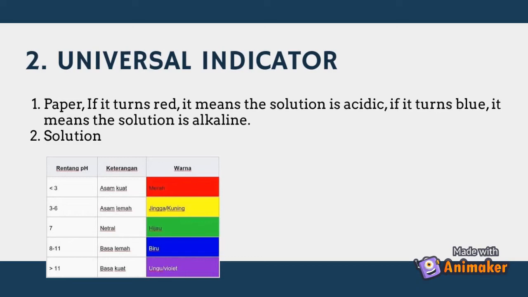First is paper. The paper here is absorbent paper in the form of strips, and each box of this type of indicator packaging is equipped with a color map. Well, how to use it is very easy. All you have to do is dip a piece of indicator paper into the solution you want to measure the pH of. If it turns red, it means the solution is acid. And if it turns blue, it means the solution is alkaline. Next is solution, as described in the table below.